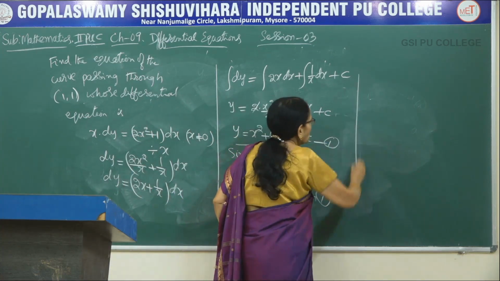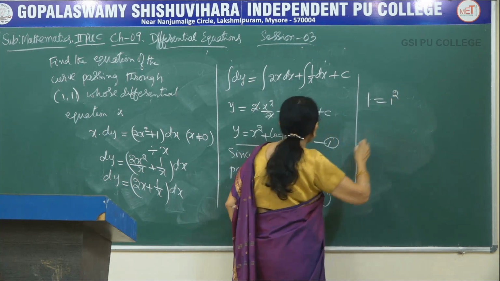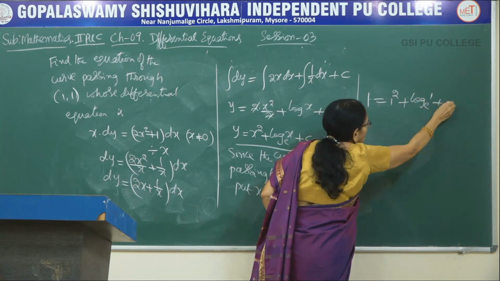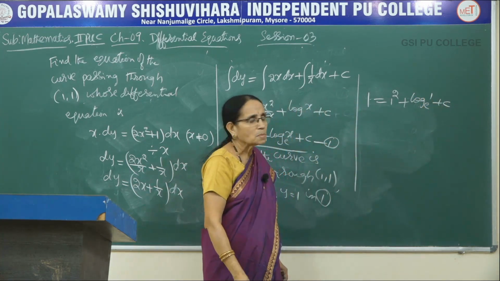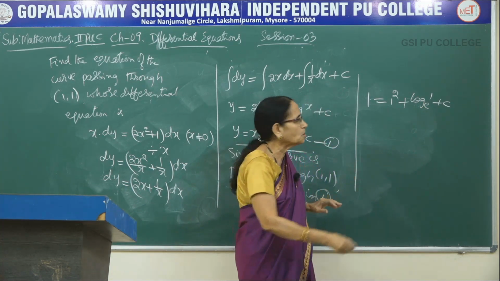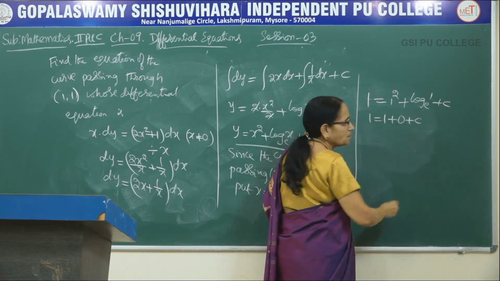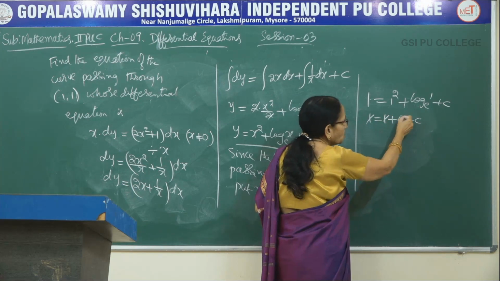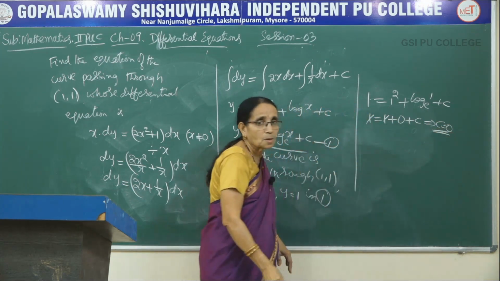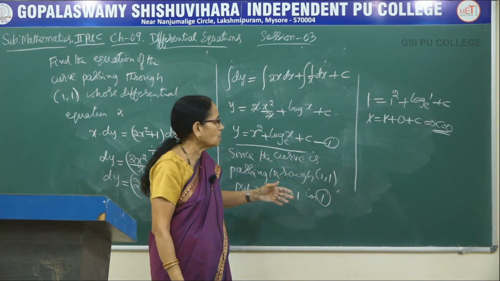So, let me write the value. y is 1, that is equal to x square, that is 1 square, plus log of 1 to base a plus the constant c. Now, you know that log of 1 to any base is always equal to 0. That is 1 is equal to 1 plus 0 plus c. Now, 1 and 1 are cancelled, 0 is there already. That implies that c is equal to 0. So, c need not always have a number other than 0. It can become 0 also.